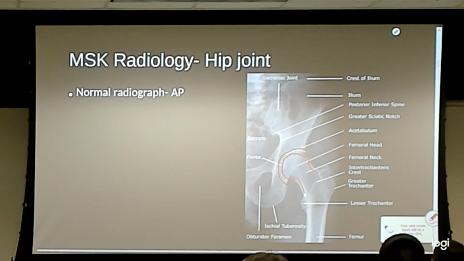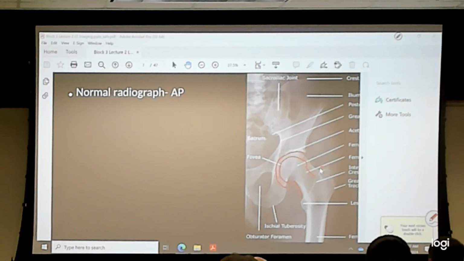Let's see here, what else do I need? Greater trochanter. Oh, the pen. I see what I do wrong now.